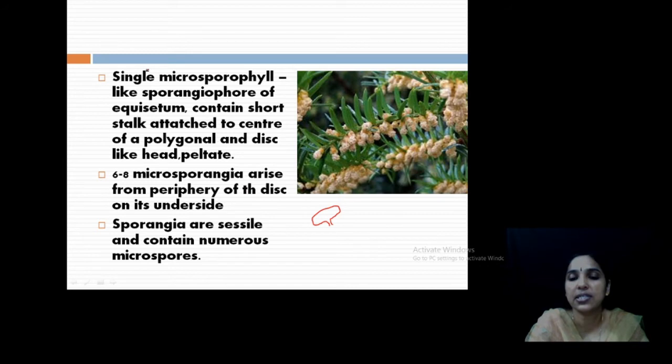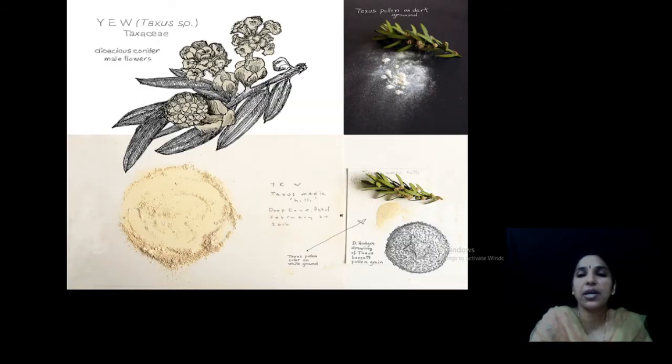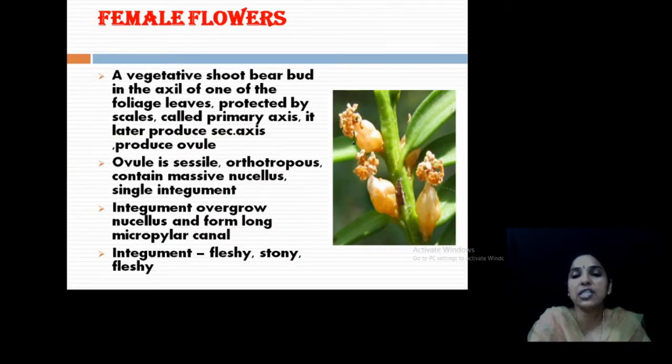So if this is the disc, you can see on its underside what is arranged, the microspores. Likewise, they arise from the lower side. So numerous microspores are present. See, this is the image of the pollen grains from the male flowers. You can see the picture. Taxus pollen grains are present here, and this is a single pollen grain structure. And now the female flower. This is the female flower.